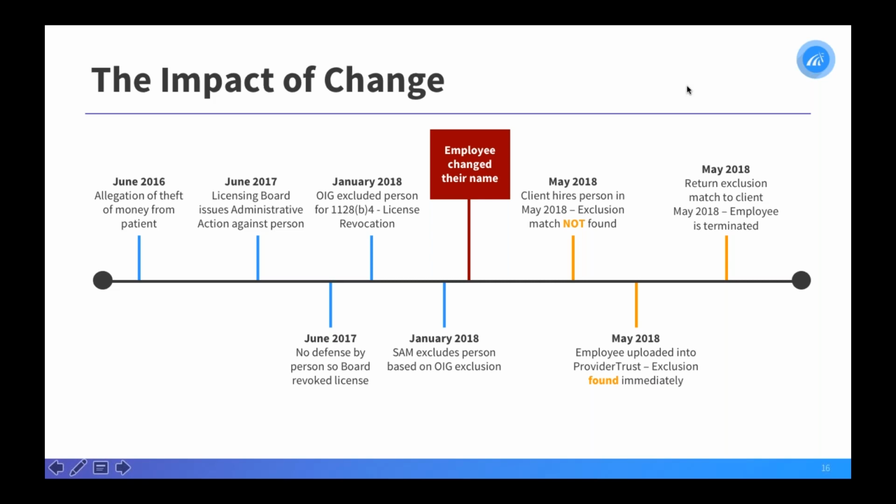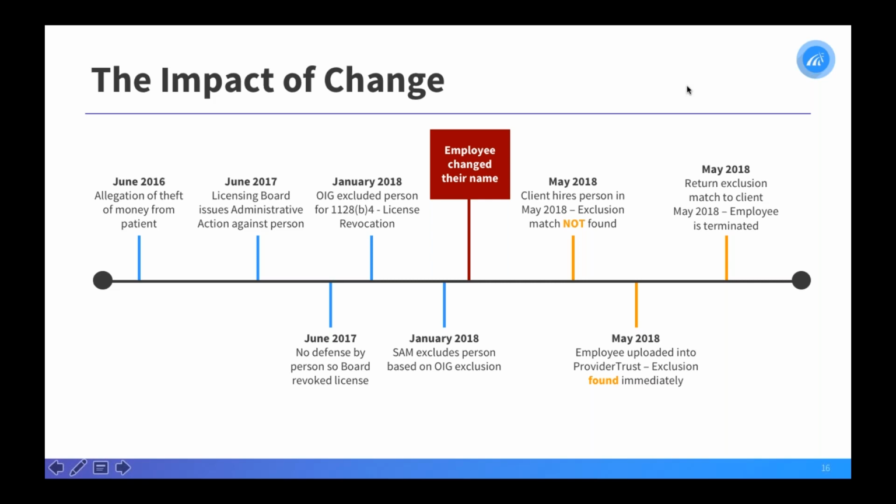We also know that the OIG has the ability to exclude someone based on a license revocation. So then 6 months later, in January of 2018, the OIG excluded this nurse based on the license revocation that had happened the previous year. SAM.gov typically follows what the OIG does. So that same month, SAM excluded the person based on the OIG exclusion.